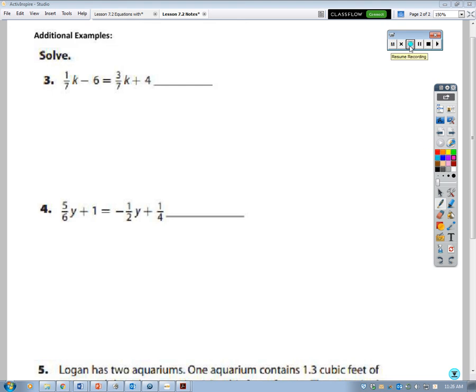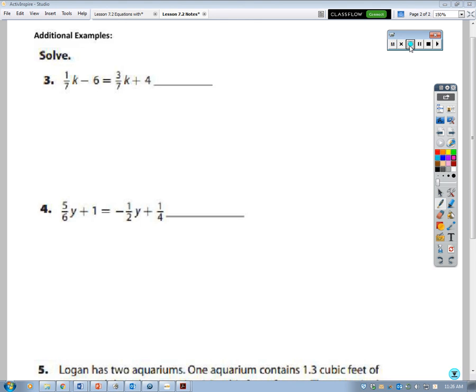Okay, so this is the continuation of 7.2. These are some additional examples. I've got two more equations with rational numbers with fractions in them that we're going to go ahead and solve. And then I've got one real-world situation with decimals that we can go ahead and solve.